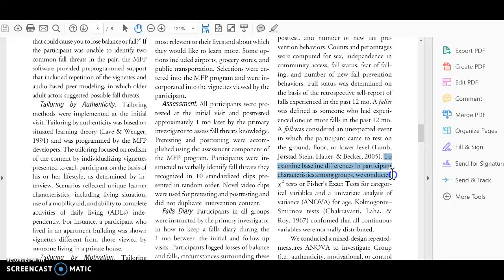To examine baseline differences in participant characteristics among groups, we conducted this here, as you see, chi-squared test or Fisher's exact test for categorical variables and univariate analysis of variance, which is an ANOVA, for age. Then they also used a couple of additional tests that we have not talked about yet to confirm that all continuous variables were normally distributed. So as you see, level of measurement and type of data never go away because those again help you determine which inferential statistics will be used.